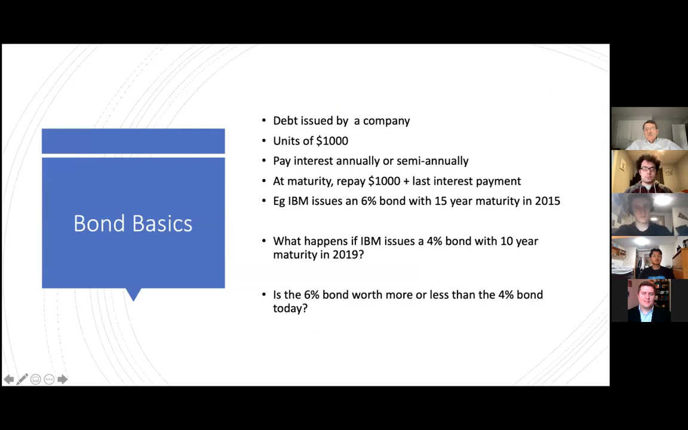So, bond basics, and here's the key point on bonds, and they mentioned it in the video. It's debt issued by a company, in units of $1,000, and they pay interest annually or semi-annually. When I say a company, it also applies to the U.S. Treasury. So if you buy a Treasury bond, you're going to get interest semi-annually, and at maturity, 10 years, 5 years, 3 years, 3 months, you're going to get the repayment of principal of $1,000.